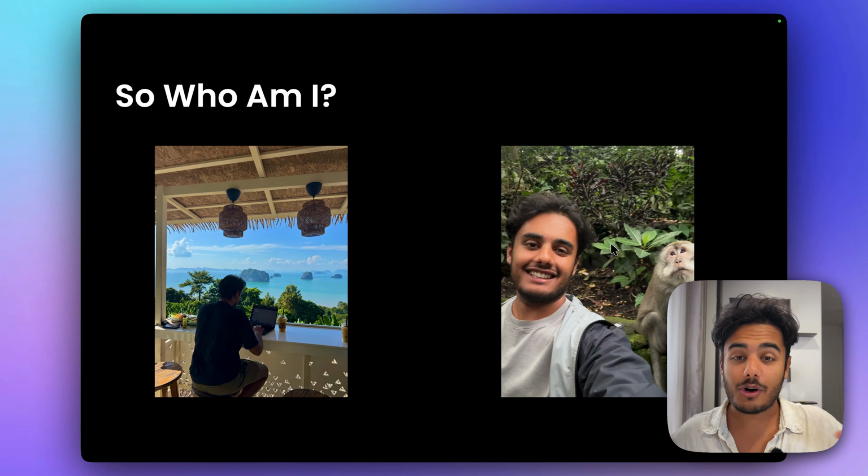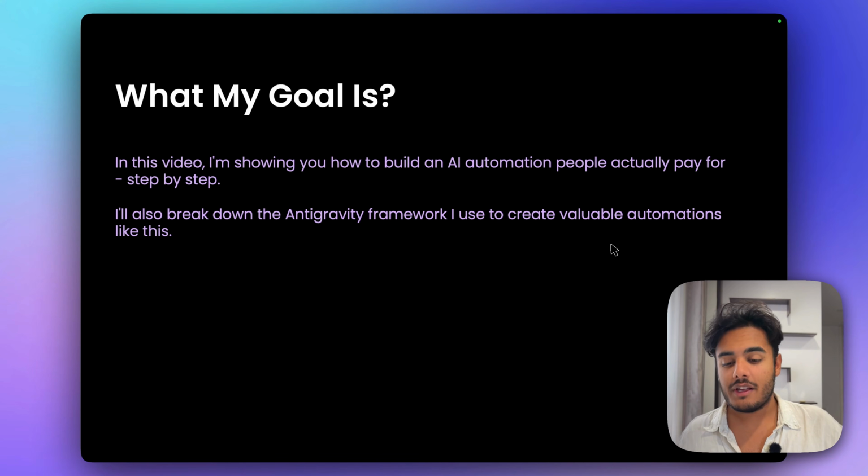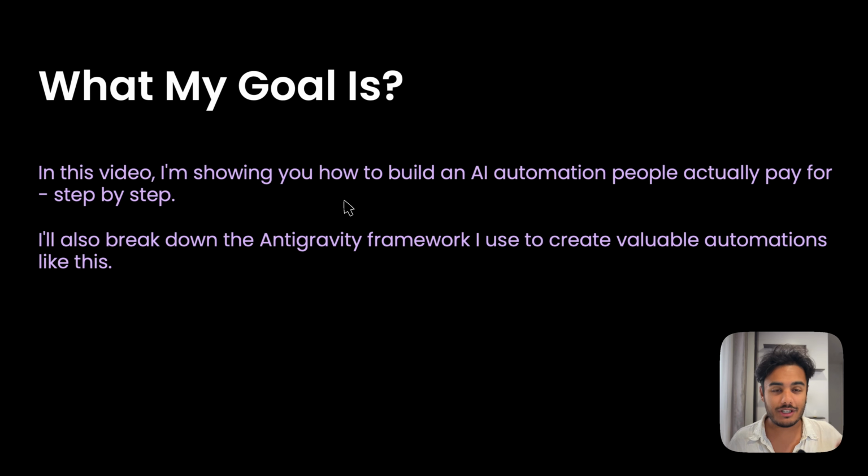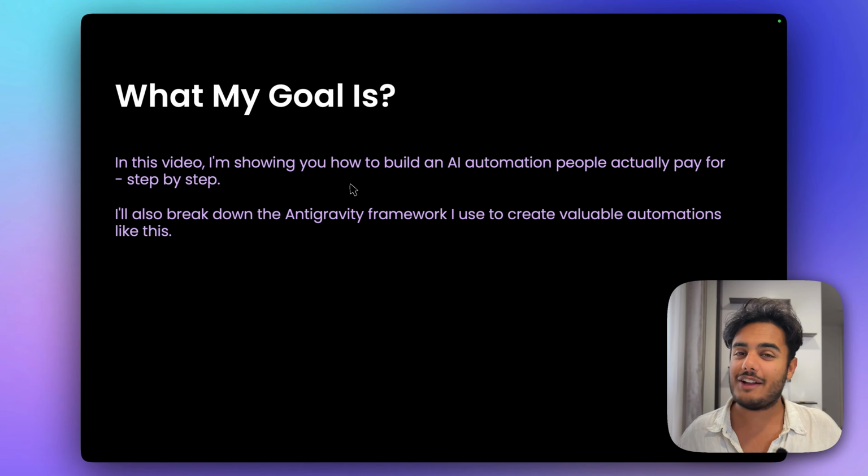So what's my whole goal with creating content like this? I'm going to show you how to build an AI automation that people are actually going to pay for, right? I see a lot of things on YouTube where people build out these really flashy and cool automations, but a lot of them are kind of like shiny object syndrome. So we're going to make everything super simple, but it's going to be a direct pathway to build automations that you're actually going to make money from. And I'm also going to break down an anti-gravity framework that I use to create valuable automations like this one on repeat.